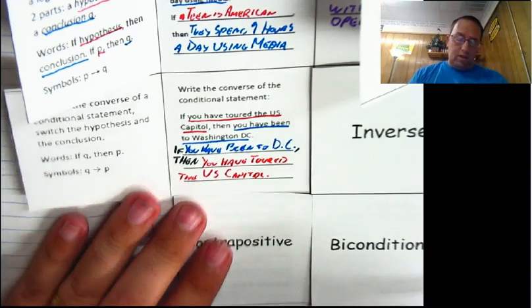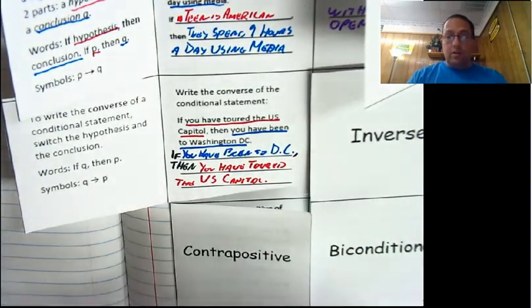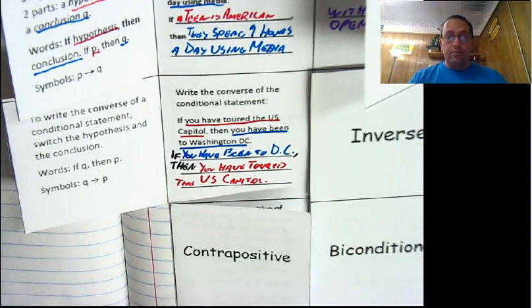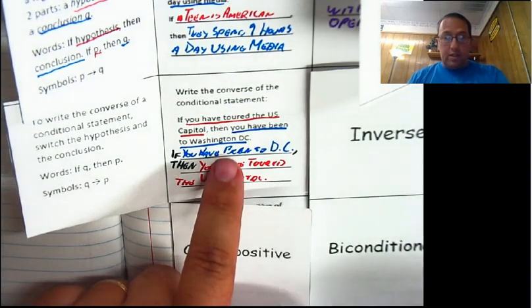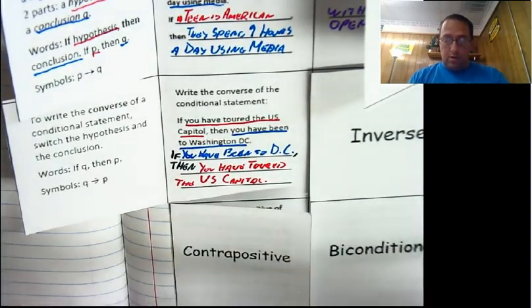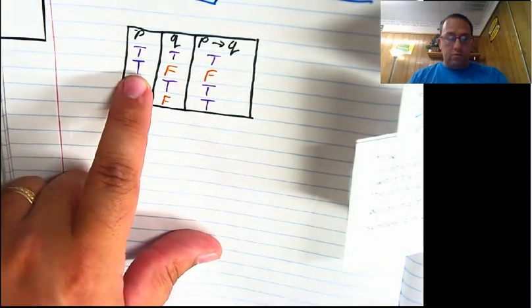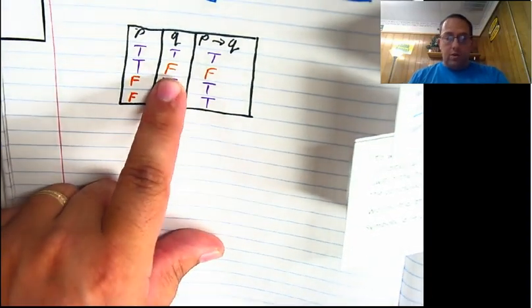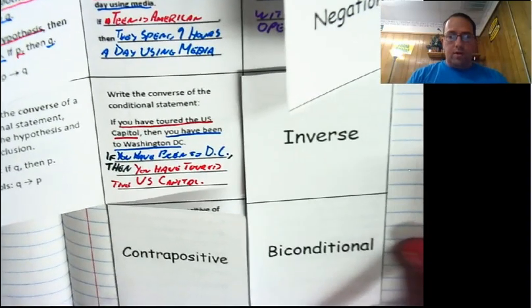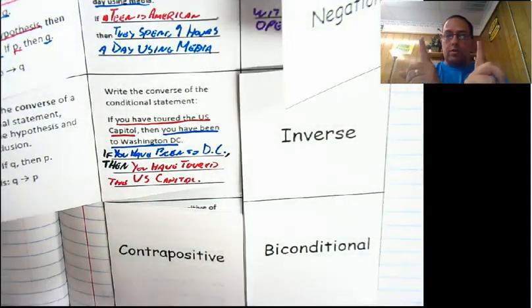Well, not really. I've been to D.C. more than once. I have never set foot inside the Capitol building, ever. So I have been to D.C., that part is true, but I have not toured the U.S. Capitol. So my hypothesis is true, but my conclusion is false, and so this is a false statement. That is a converse. All you do is take it and switch the order.